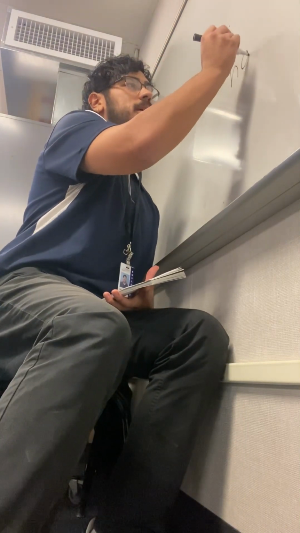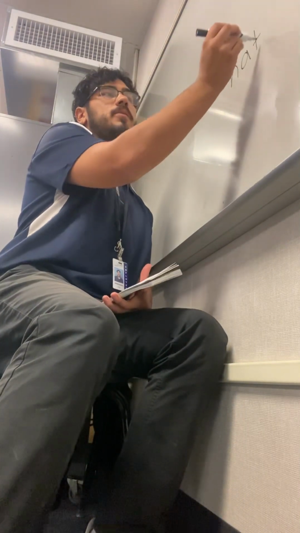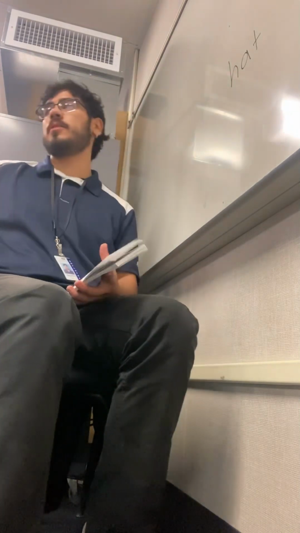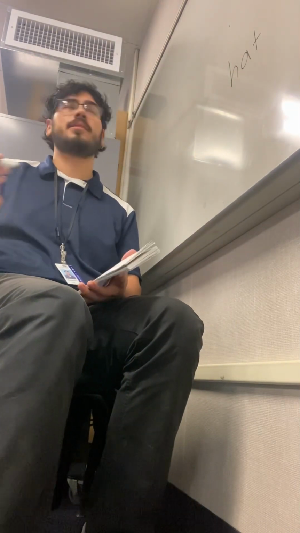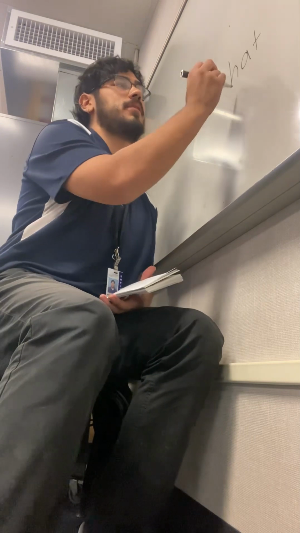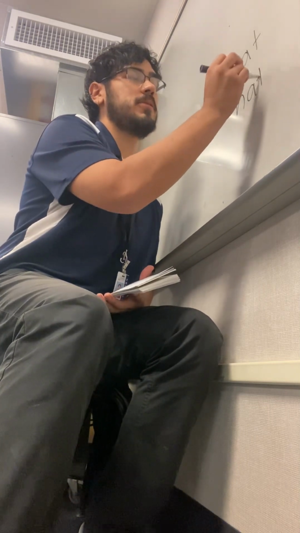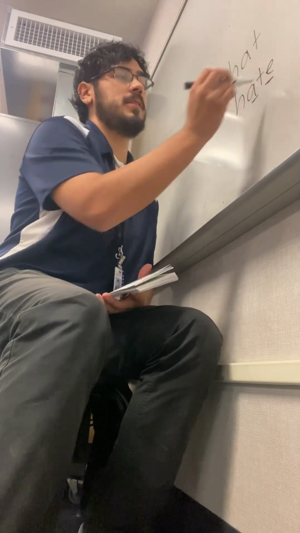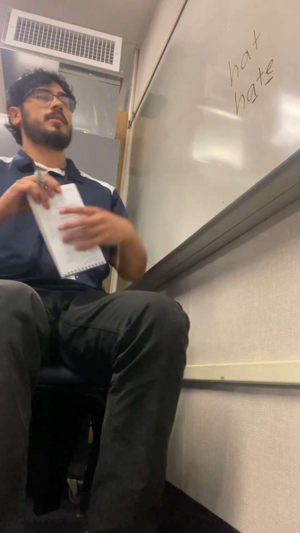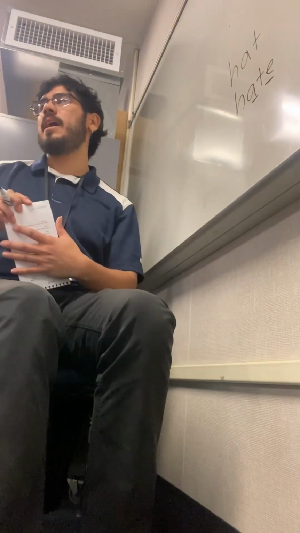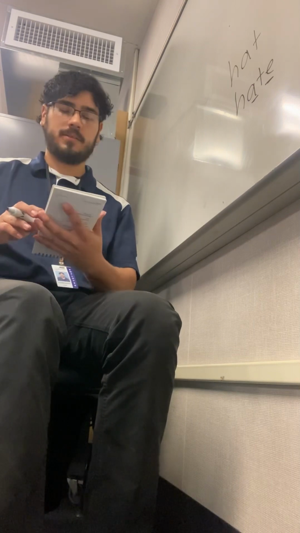So H-A-T. If there's no E at the end, it's a short A. So it's just hat, act. So it's hat. And if we had the E at the end, which is the ones we're going over today, it's just A. So this one's silent. So it's hat, hate, hate. Good.